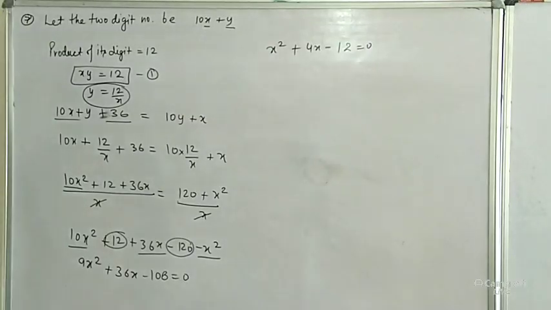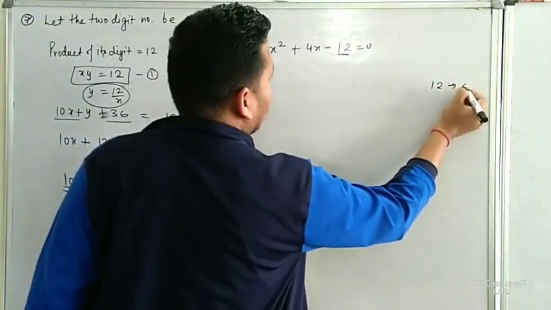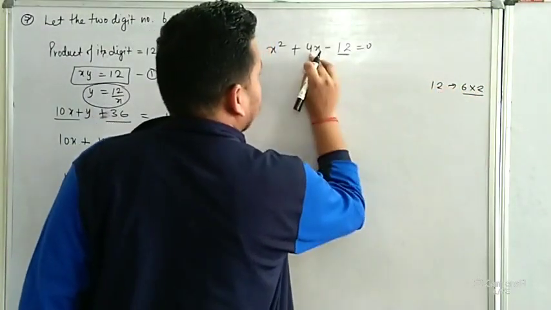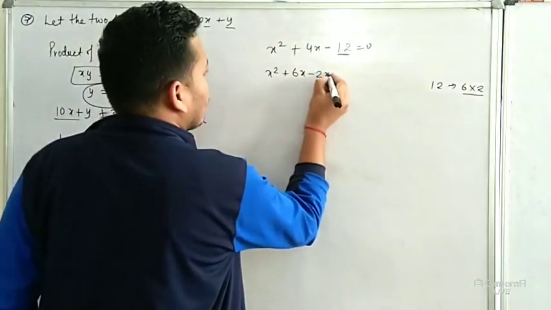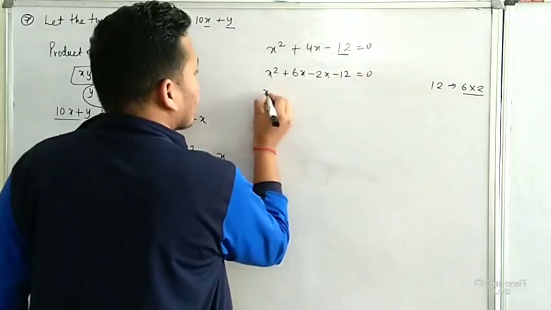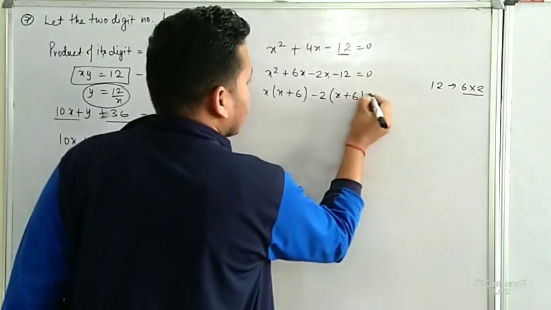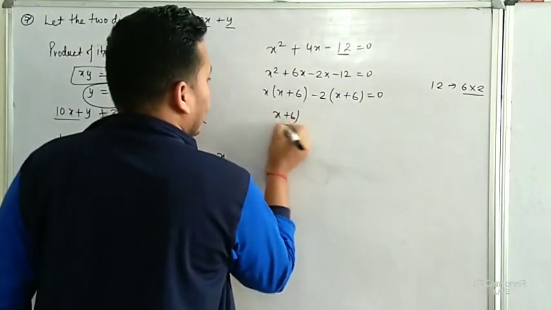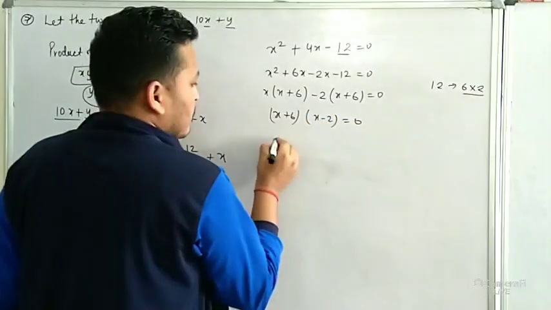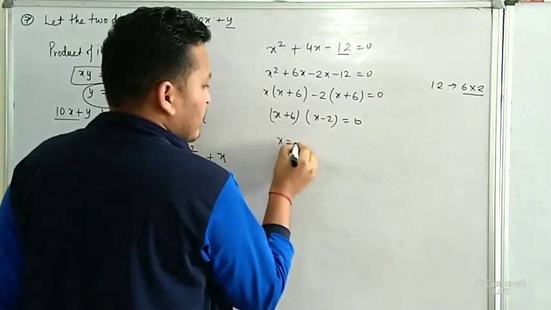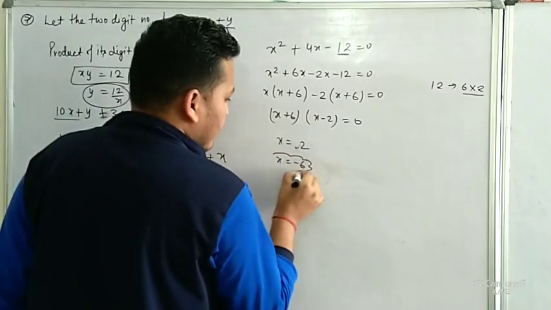Okay. So then the solution is to break this 12. So 12 we can write as 6 into 2. So 6 into 2 is 12 and 6 minus 2 is 4. So x square plus 6x minus 2x minus 12 is equal to 0. So x is common, so x plus 6, and minus 2 is common, so x plus 6 is equal to 0 and the second is x minus 2 is equal to 0. So then what is the possible value? x is equal to 2, and the second x is equal to minus 6. This is the negative value.